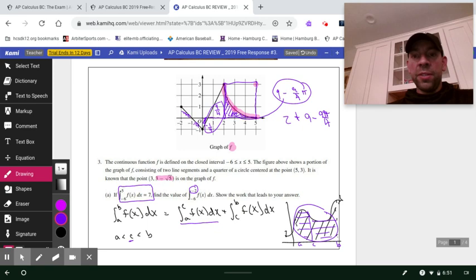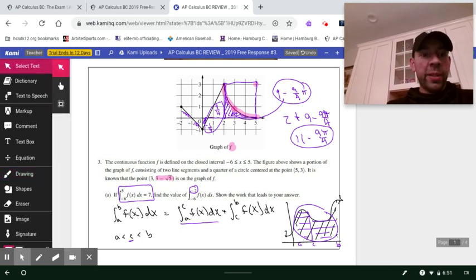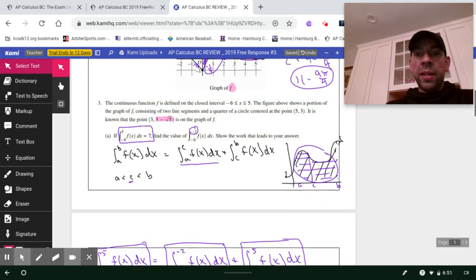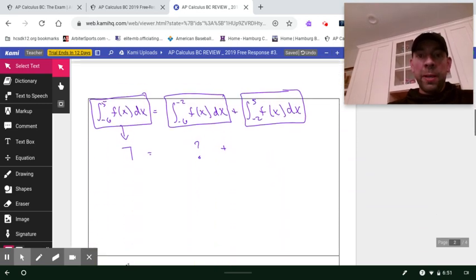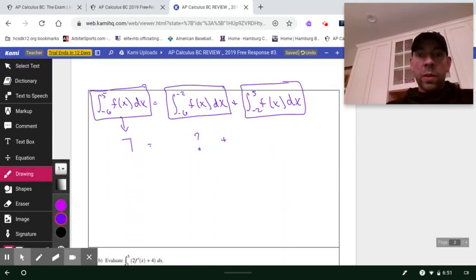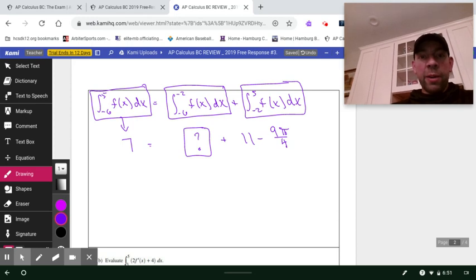Try to make sure this doesn't come out too messy. So that is the value of that integral from -2 to 5. So I'm just going to import that down here a little bit. 11 minus 9/4 pi. 11 minus 9/4 pi. All right. And all I want to do is solve for this question mark right now.